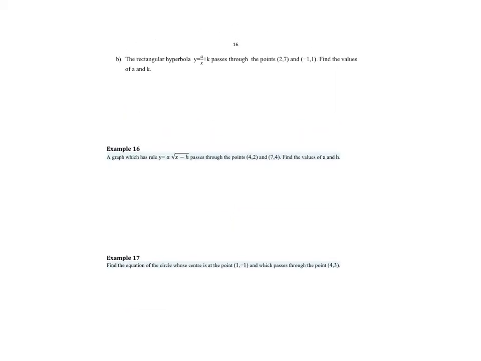Similar thing. This time we have two unknowns, but you'll notice we've been given two pieces of information. So typically sub them in and we'll end up with two equations and two unknowns. So point 1, if I substitute in the point (2, 7), I get 7, which is the y value, is equal to a over 2 plus k. Equation 2 is the point (-1, 1), so 1 is equal to a over -1 plus k. So if we simplify the fraction, I get 7 is equal to 1/2 a plus k, and 1 is equal to negative a plus k.